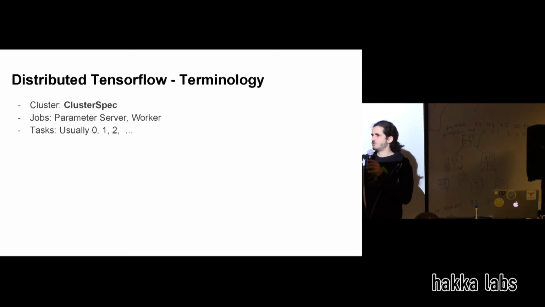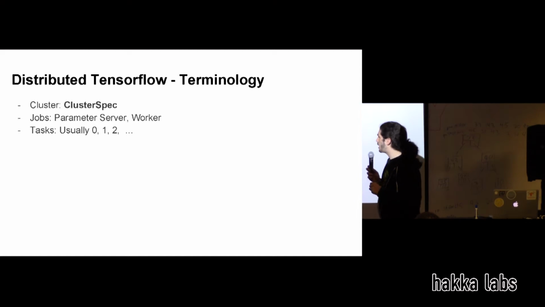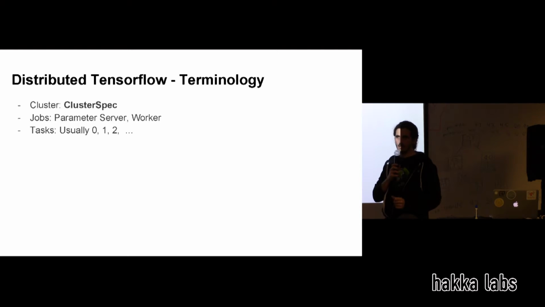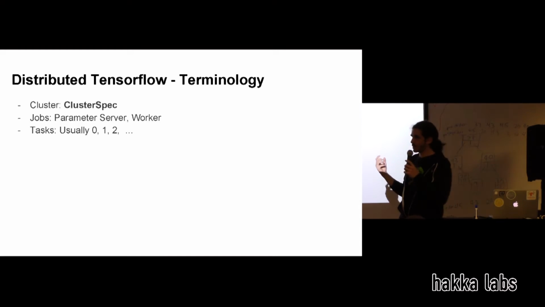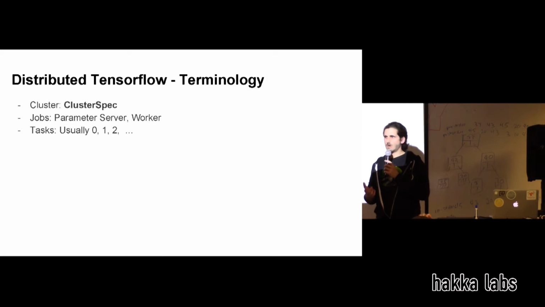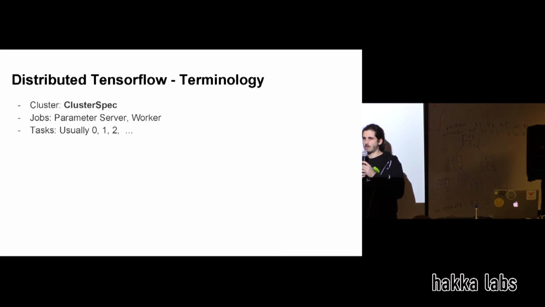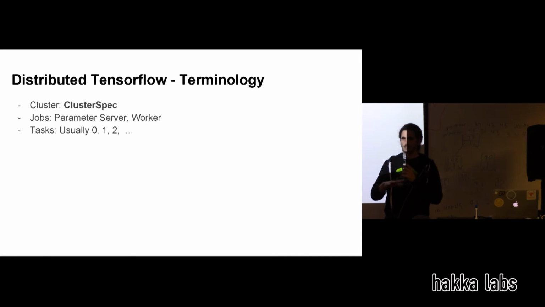So 0, 1, 2, 3, they don't have a particular name. But the job names are important, because as you can imagine, the worker will actually execute the computational nodes of the graph. But in some algorithms, you need to share some of the variables. How will you do that? You will have a parameter server. For those of you who know neural networks, you have the gradient descent step, and that value has to be consistent among different nodes.